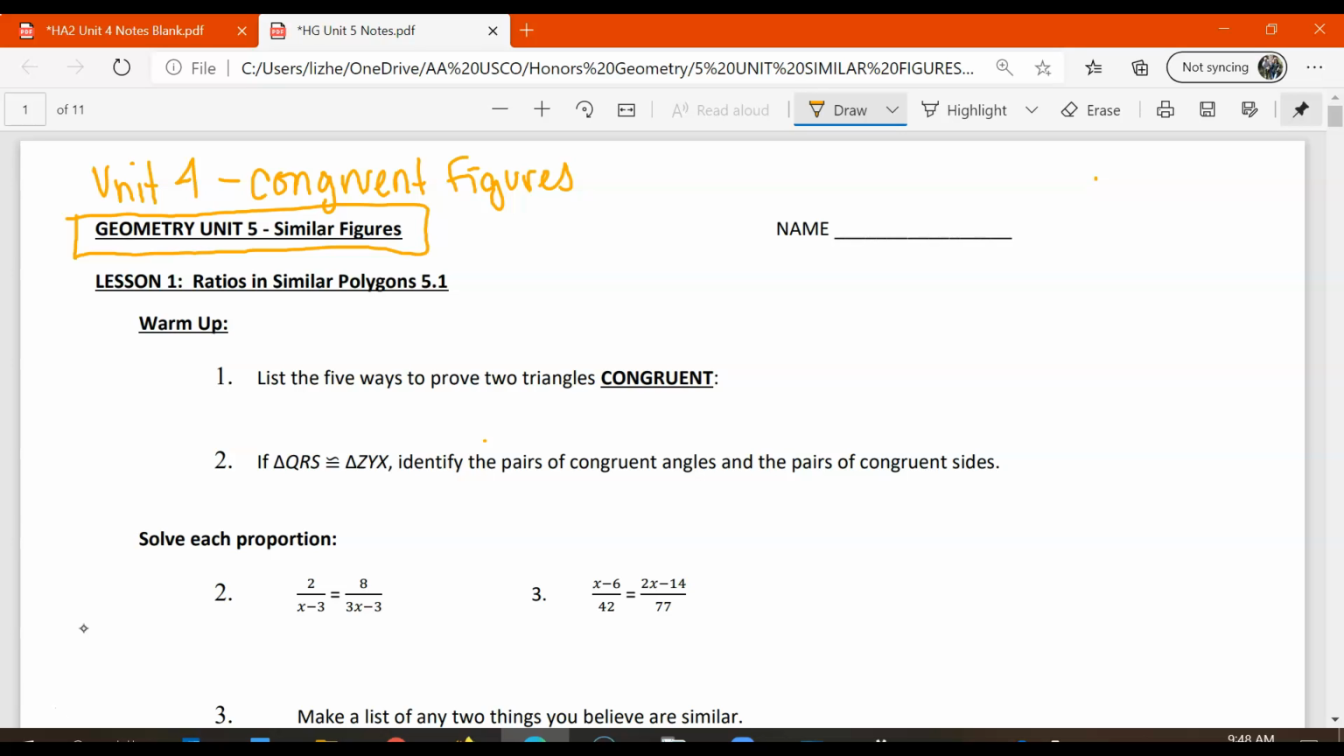So Lesson 1, the first thing will be ratios. In Minnesota, we say ratios, but I know here you say ratios. So anyhow, all right, warm up.